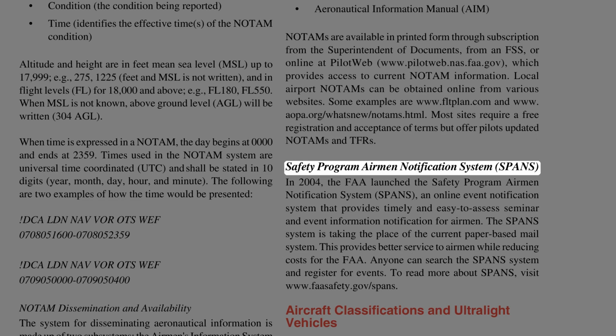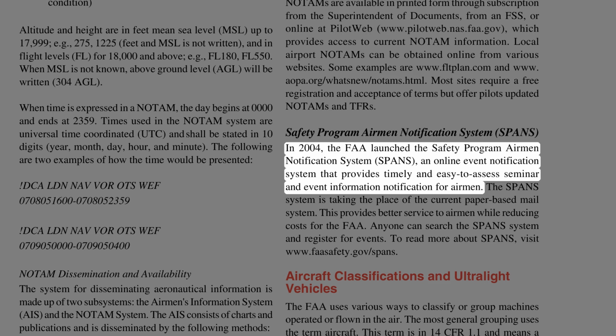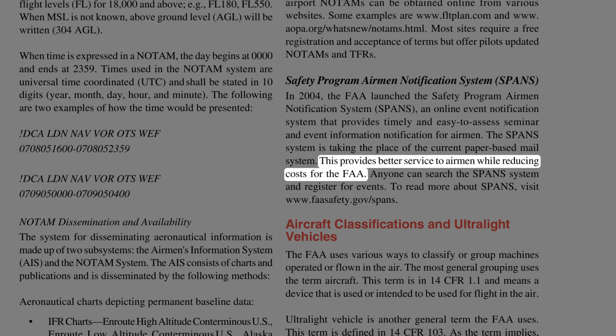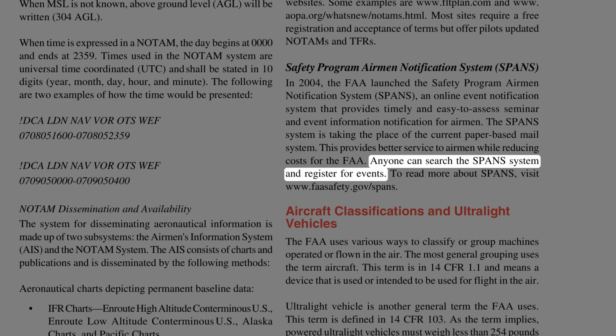Safety Program Airman Notification System (SPANS). In 2004, the FAA launched the Safety Program Airman Notification System (SPANS), an online event notification system that provides timely and easy-to-assess seminar and event information notification for airmen. The SPANS system is taking the place of the current paper-based mail system. This provides better service to airmen while reducing costs for the FAA. Anyone can search the SPANS system and register for events.